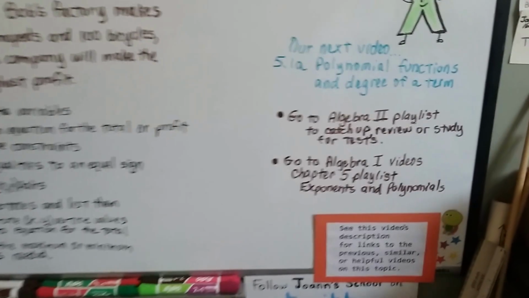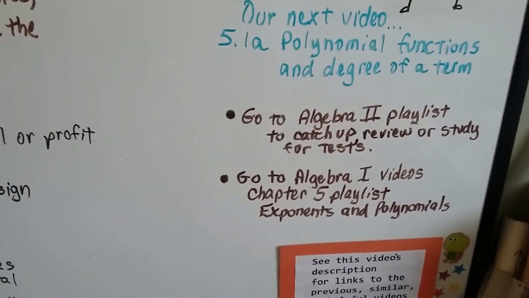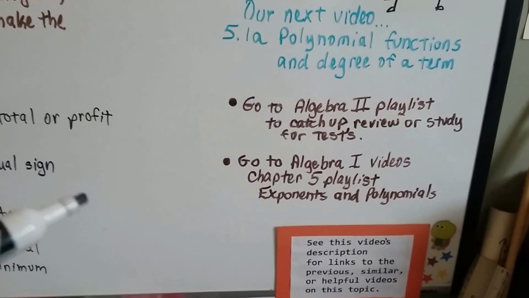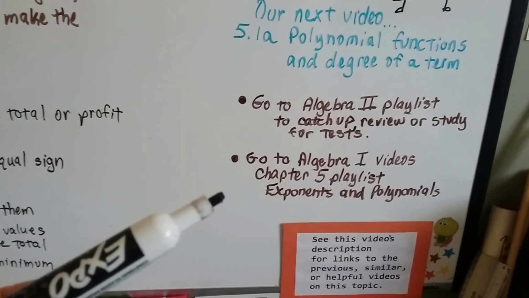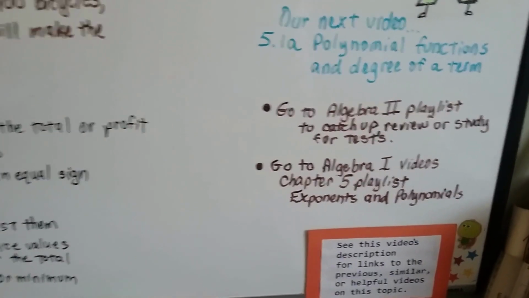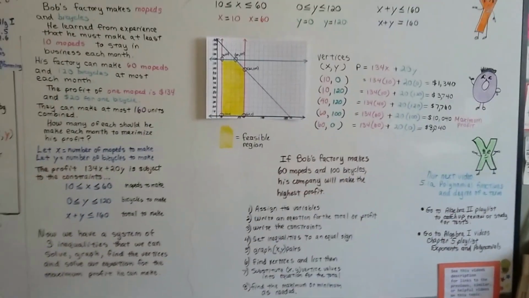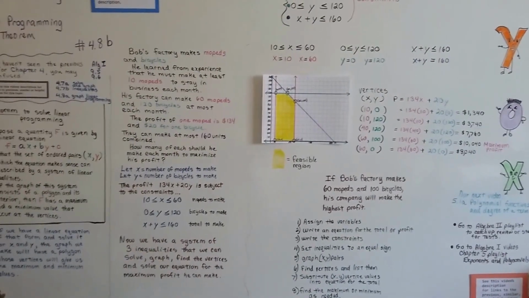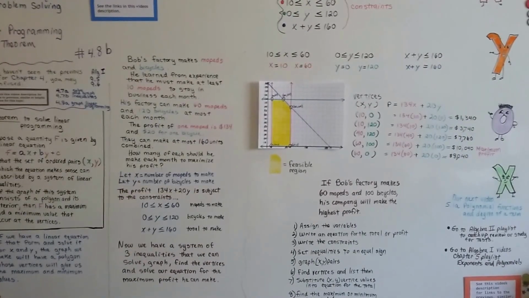And our next video is 5.1a, and we're going to talk about polynomial functions and the degree of a term. So I'm going to add this video to the Algebra II playlist. You can use it for studying or whatever you need. And I'm going to have a link to the Algebra I videos from Chapter 5, that playlist on exponents and polynomials, if you need to go reflect back to last year to remember, because I know it was a long time ago. Last year was a while ago, and you haven't seen this for a while, so it wouldn't hurt to bone up and practice and look at stuff you did last year real quick, watch a couple videos and say, oh, I remember that. It might make this year easier, all right?